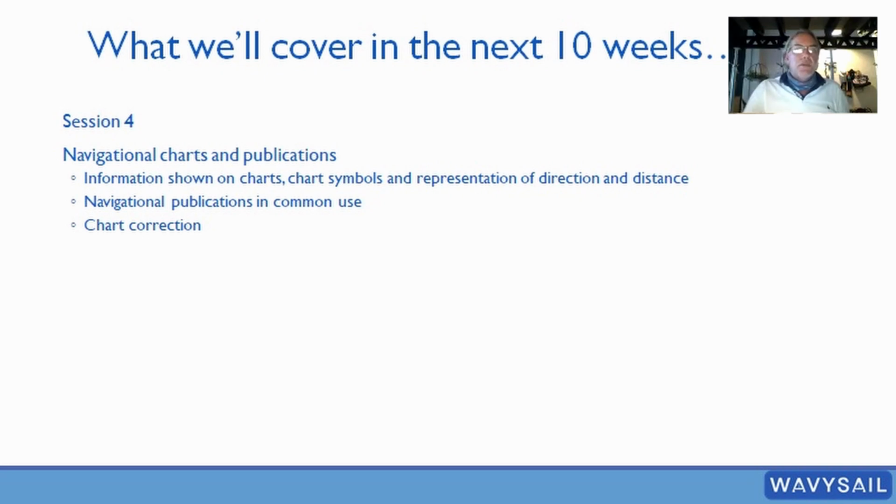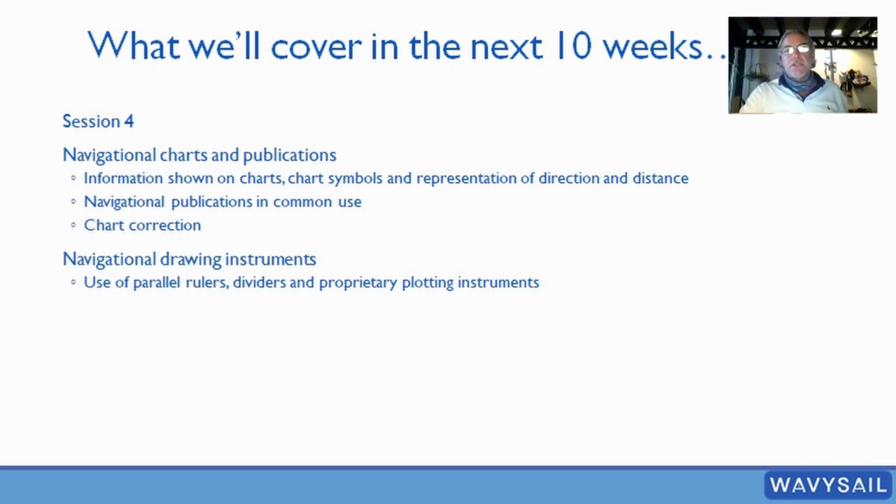Session 4, we'll start going into charts and publications, because there are obviously hundreds of publications that are based around maritime. What are the information, chart symbols, and the representation of direction and distance on charts. Navigational publications in common use, so the books you see on board the boats we sail. And then how do we do a little bit of chart correction? Okay, and then we'll also go into the basics of the drawing instruments that we use on board.